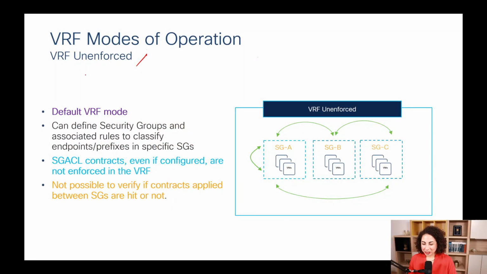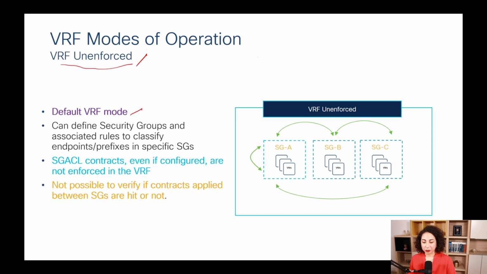So let's go back to the topic, which is more interesting than the color that I'm wearing. We were speaking about the VRF unenforced. Let's check out what this means. This is the default VRF mode, meaning when we configure a VRF context, the default mode is unenforced. It means that we can define security groups and associated rules to classify endpoints and prefixes in specific SGs. We can even configure our SG ACL contracts, but the thing is they are not enforced in the VRF.